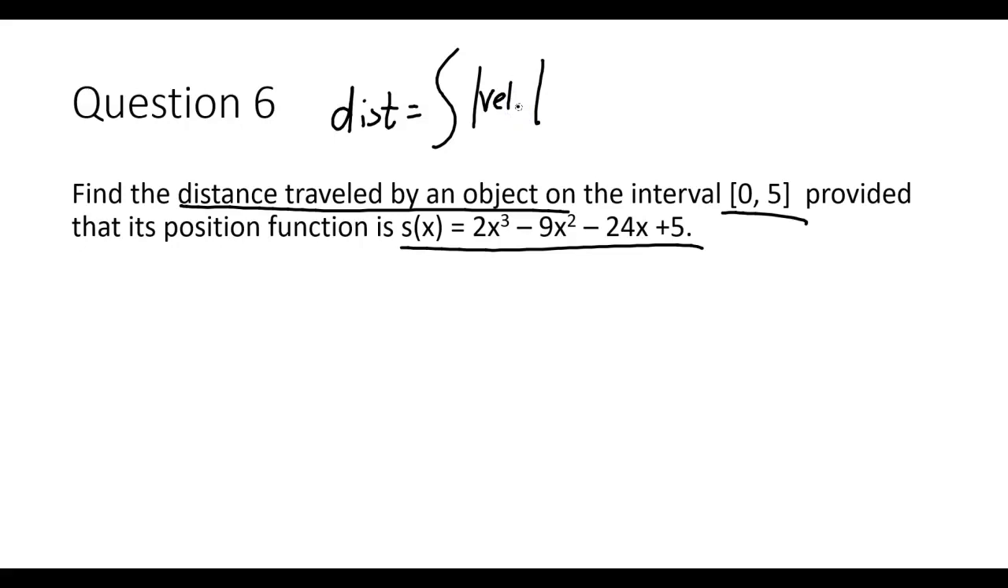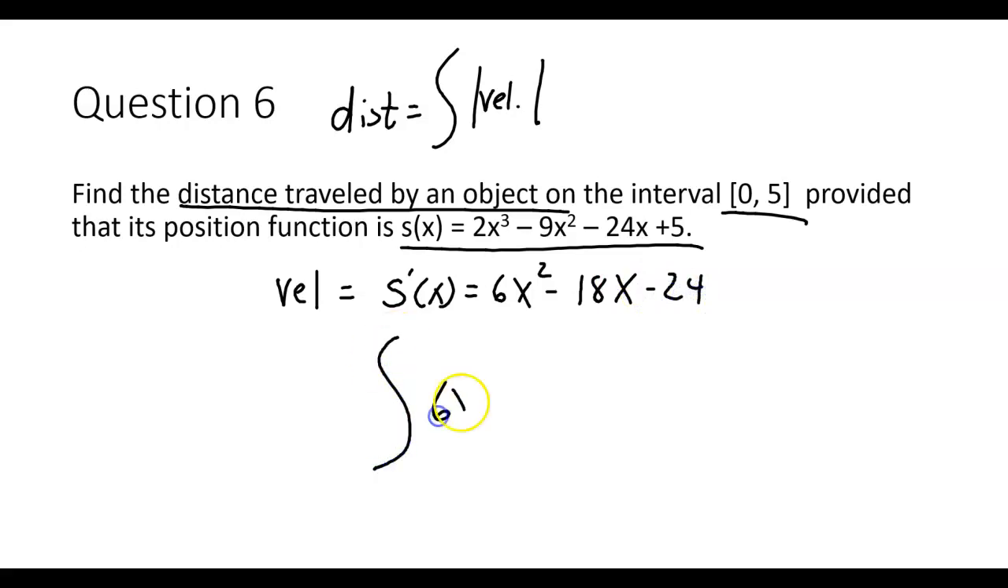Okay, now we don't have the velocity function right now. We've got the position function. But the velocity function is equal to the derivative of the position function, which is as follows. And so we're going to take the integral of the velocity function, but its absolute value. And we're doing that from 0 to 5.